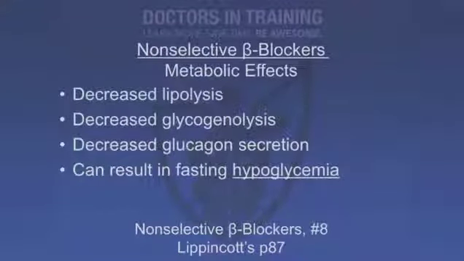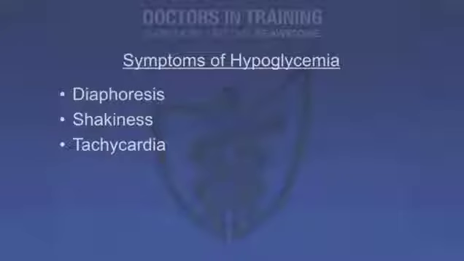The next affected system is the metabolic and endocrine system. So you get decreased lipolysis, decreased glycogenolysis, decreased glucagon secretion. How is this important? These all result in potential fasting hypoglycemia. Now this is extra concerning because these non-selective beta blockers can mask the typical signs and symptoms of hypoglycemia, which are diaphoresis, shakiness, tachycardia. So it can cause a decrease in the sugar in your body, and then you can't feel that it's low. So that can be a big problem, and you have to be very careful with patients with diabetes.